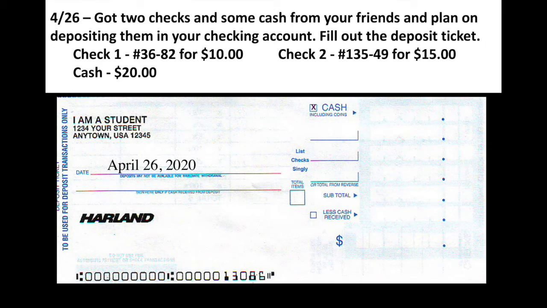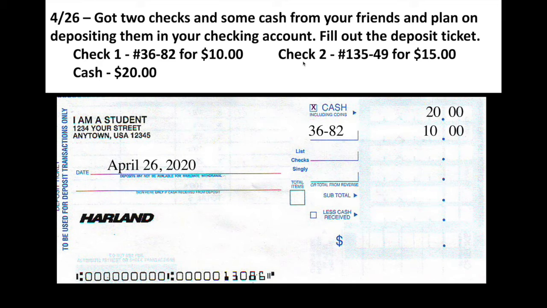We will put an X in the cash because we are bringing cash into the bank to deposit it. And the amount of cash that we have brought in is $20. We're also bringing in 2 checks, so we will list the checks singly here. Check ID number 3682 will go there. The amount is for $10.